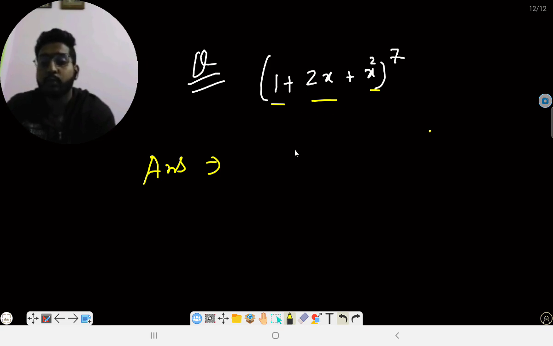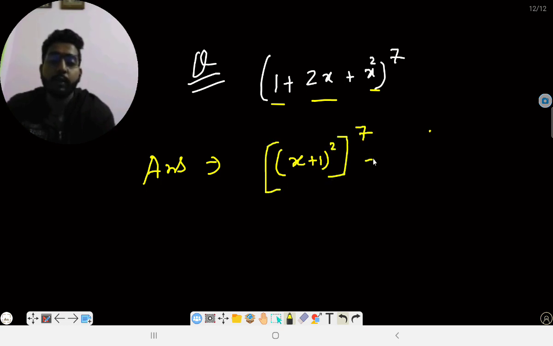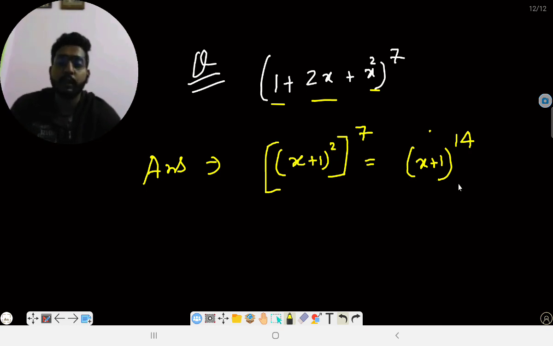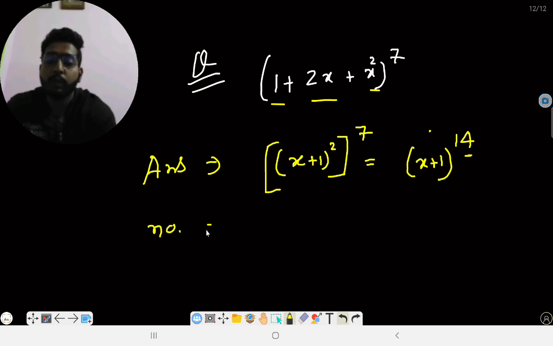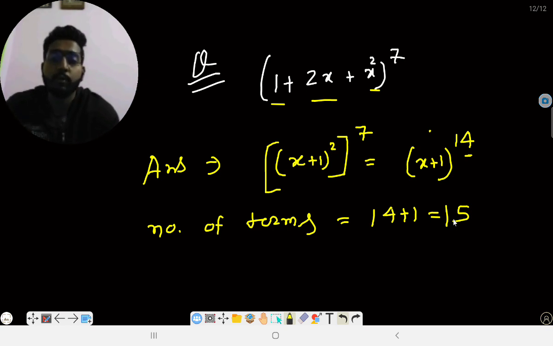But we know this is a formula, 1 plus 2x plus x square. So if this is a formula, you have to reduce it to the formula. What is the formula? (x plus 1) whole square, and the power here is 7, so it can be written as (x plus 1) whole to the power 14. So you can see now this is a binomial, (a plus b) whole to the power n type of form. So how many terms will there be? The number of terms will be 14 plus 1, that means 15. So in this binomial, the number of terms will be 15. So this is question number 1.